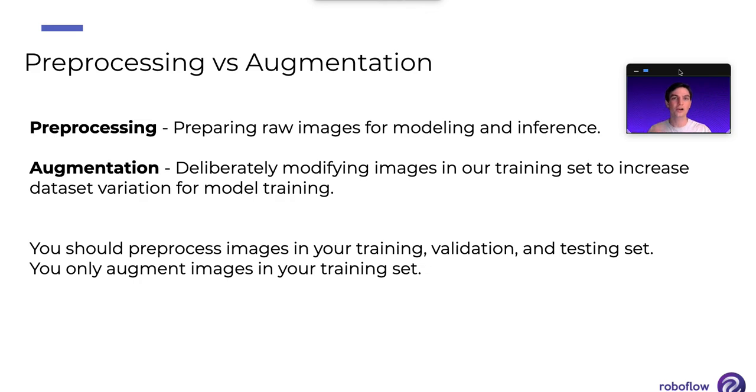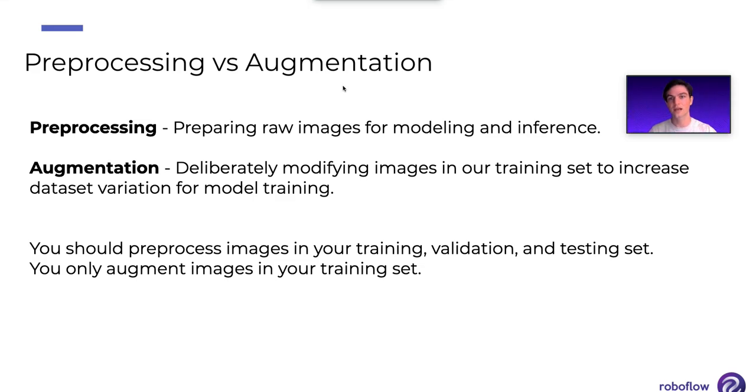Now, in general, the difference of these two is that pre-processing images applies to your training, validation, and inference set, whereas augmentation only applies to your training set. Why? Well, pre-processing is basically making your images ready for your model to be able to use them. And that model might expect, say, 416 by 416 sized images. Augmentation, on the other hand, is increasing dataset size and variability.